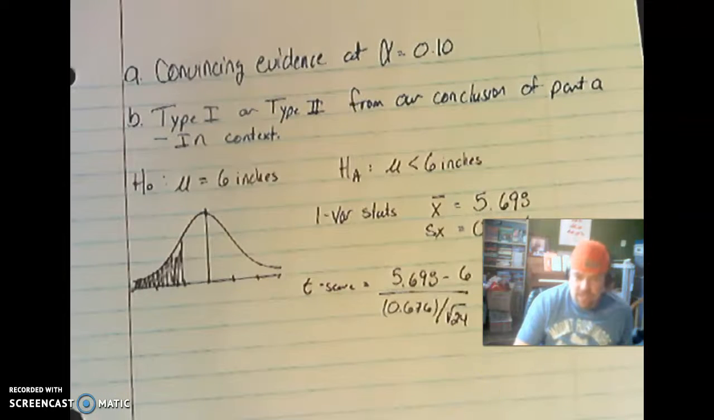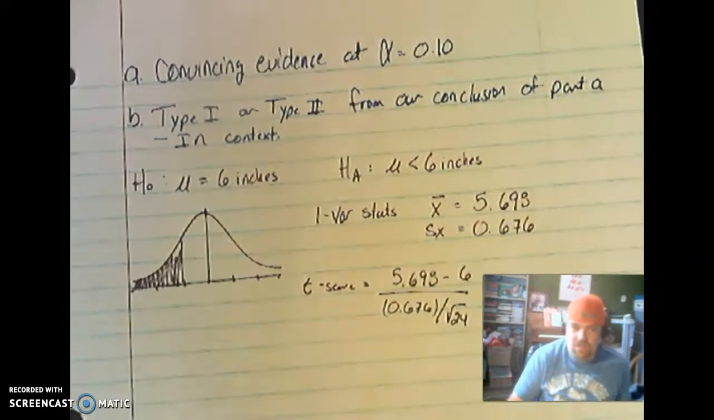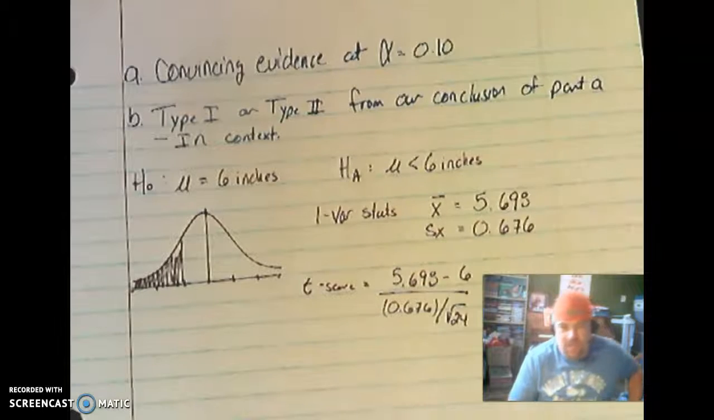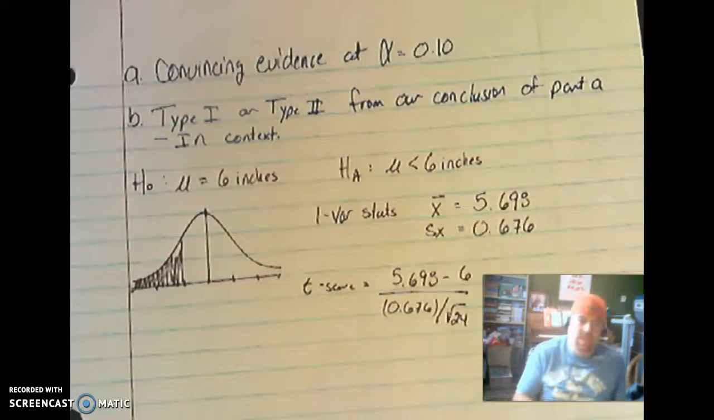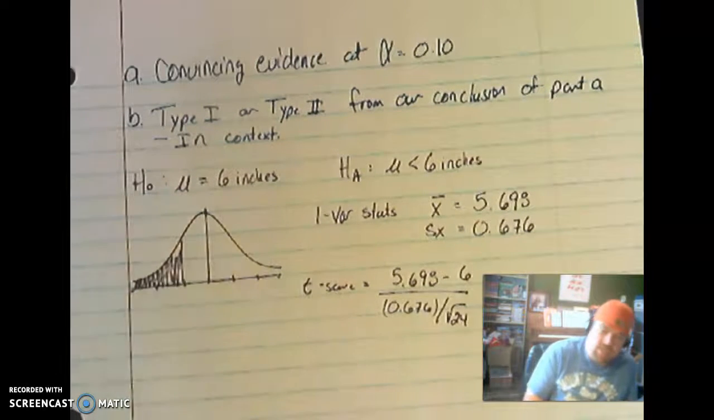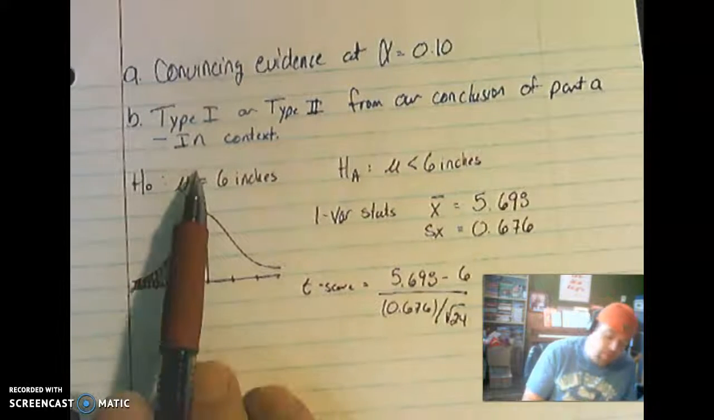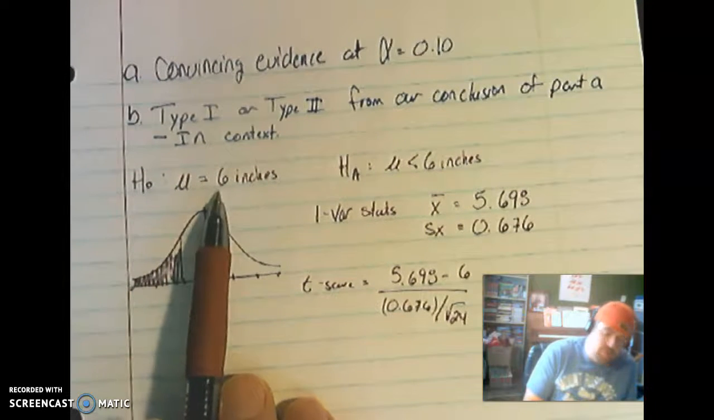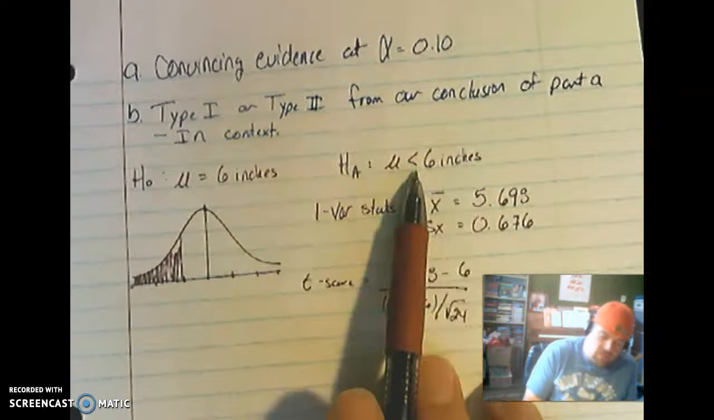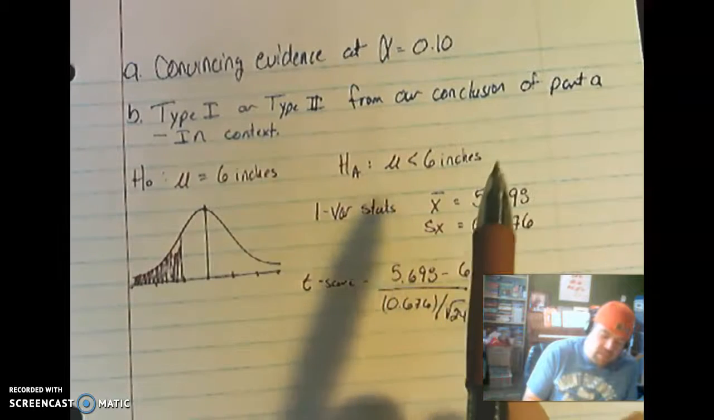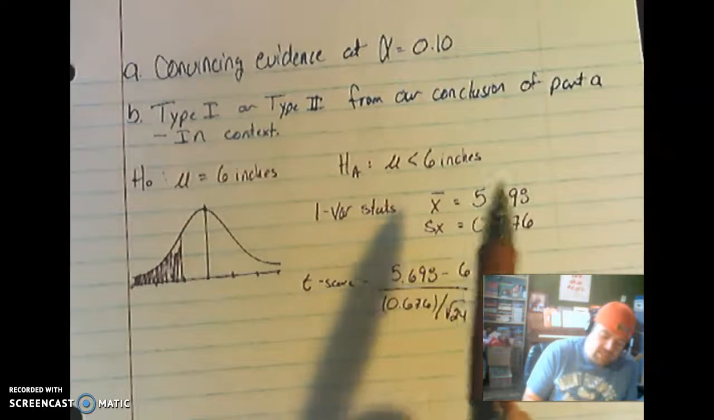Hey guys, I had a little something happen off, so I wanted to start over again so you wouldn't have to deal with that. Because the 4 conditions were met, I came up with our null hypothesis, mu is equal to 6. The alternative hypothesis is that mu is less than 6.